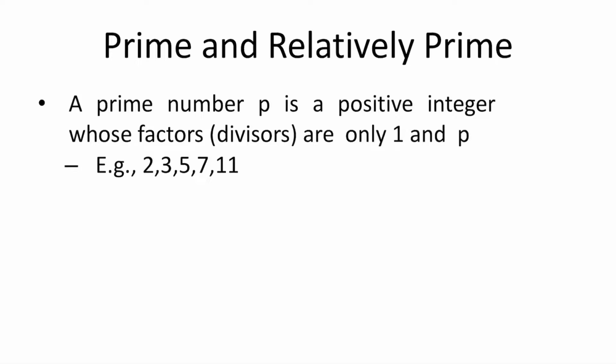The first concept is the idea of prime and relatively prime. We know that a prime number is any positive number whose factors are only 1 and the prime number itself. For instance, we have 2, 3, 5, 7, and 11, all of which are prime numbers because the only factors or divisors they have are 1 and the prime number themselves. So for 2, it's 1 and 2, for 3, it's 1 and 3, for 5, it's 1 and 5, and so on.